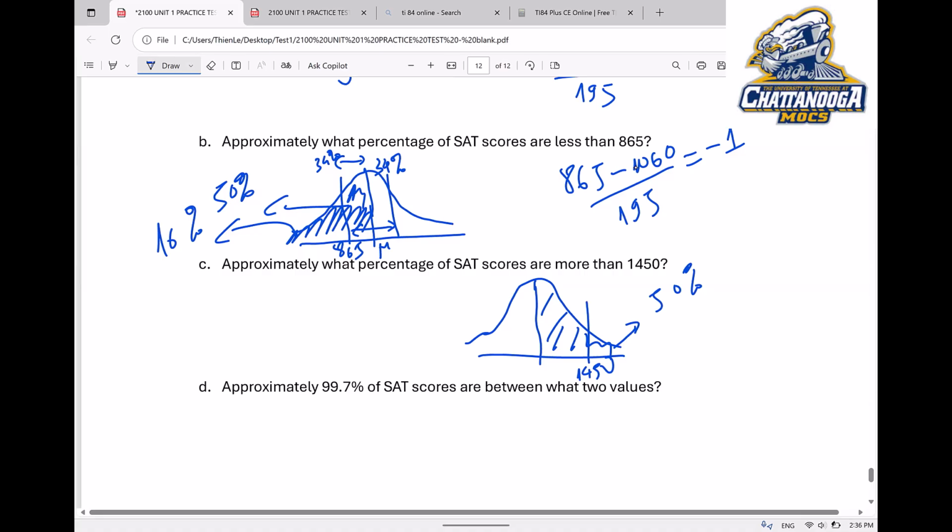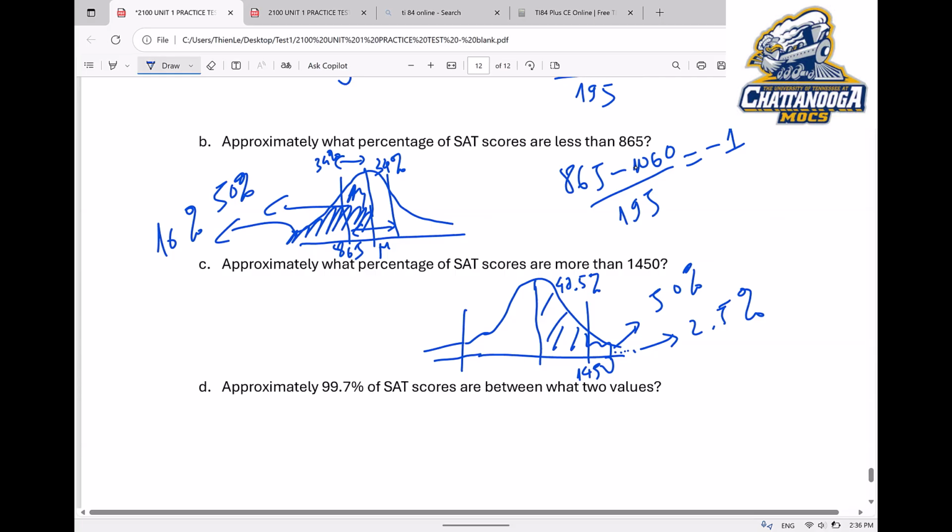The empirical rule tells us we have 95% in total for 2 standard deviations, which means this part is 47.5, half of 95%. So the tail here will be 2.5. You can also argue that the middle is 95, so the two tails together are 5, and each tail will be 2.5.